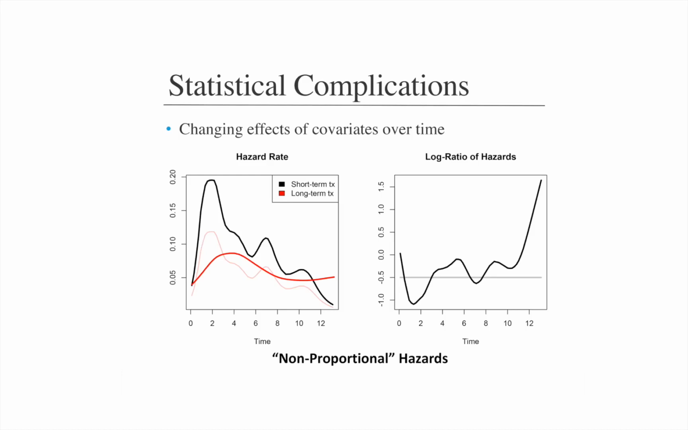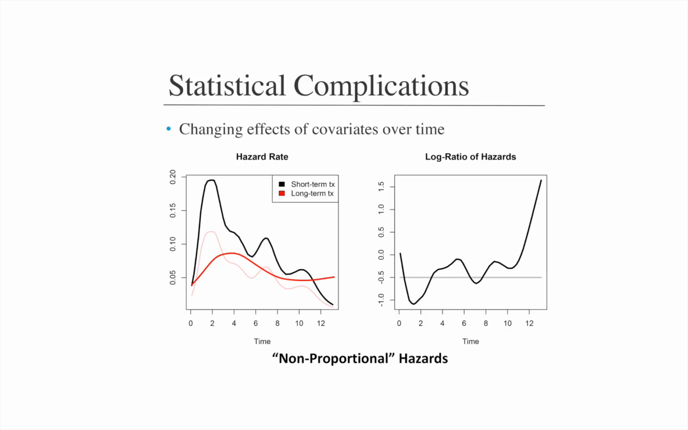So we can see that, first of all, on the left, these hazard rates definitely don't look like they have the same shape. And on the right, if we look at the log ratio of the two hazards, we definitely see some kind of changing effect. So we can call this non-proportional hazards. For people who are not familiar with survival analysis, this is a way of discussing an effective treatment or some other measurement that changes over the course of a study.